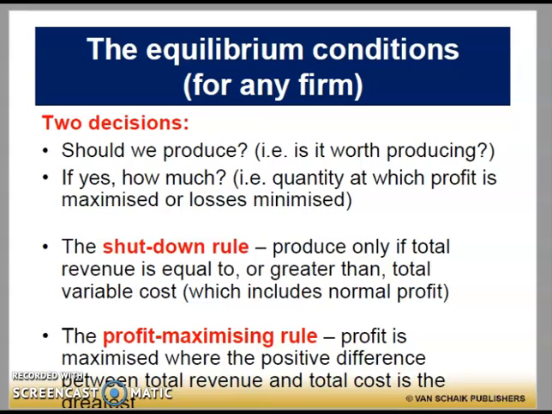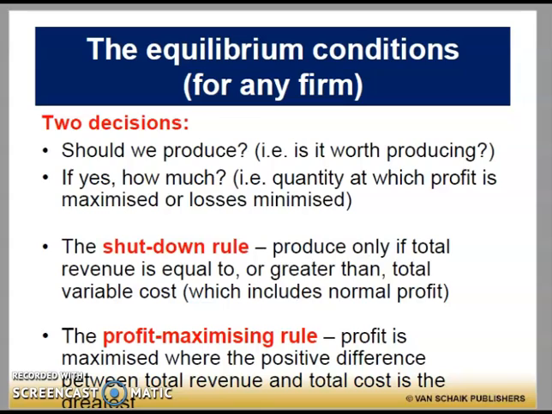The first decision is that firms must first decide whether or not it is worth producing at all. Under certain conditions, it wouldn't be in the firm's interest to produce, and the best interest would rather be to shut down its operation. The second is that if it is worth producing, the firm must determine the level of production at which profit is maximized. These decisions have to be taken in any firm.